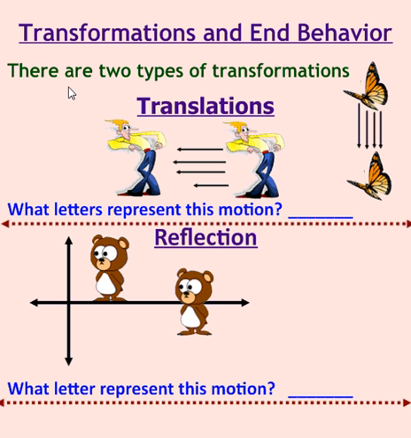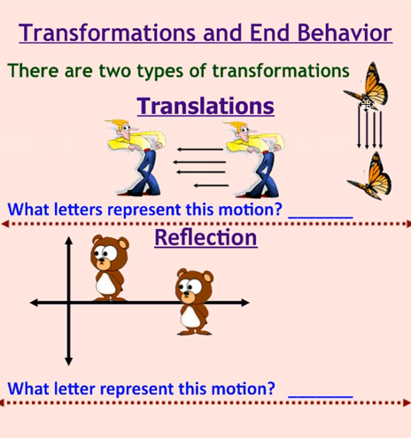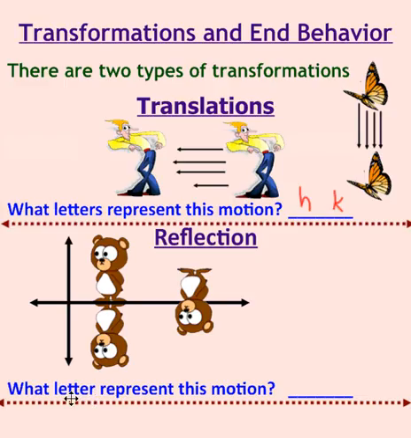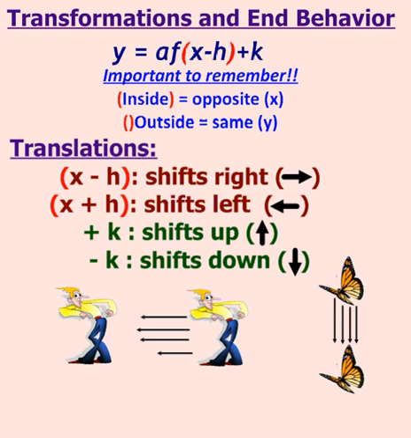Transformations and end behaviors. There are two types of transformations. We have translations that are represented by H and K, and we have reflections that are represented by positive or negative A. So just like our sine and cosine functions, if we have a negative A value, our graph is going to be reflected.